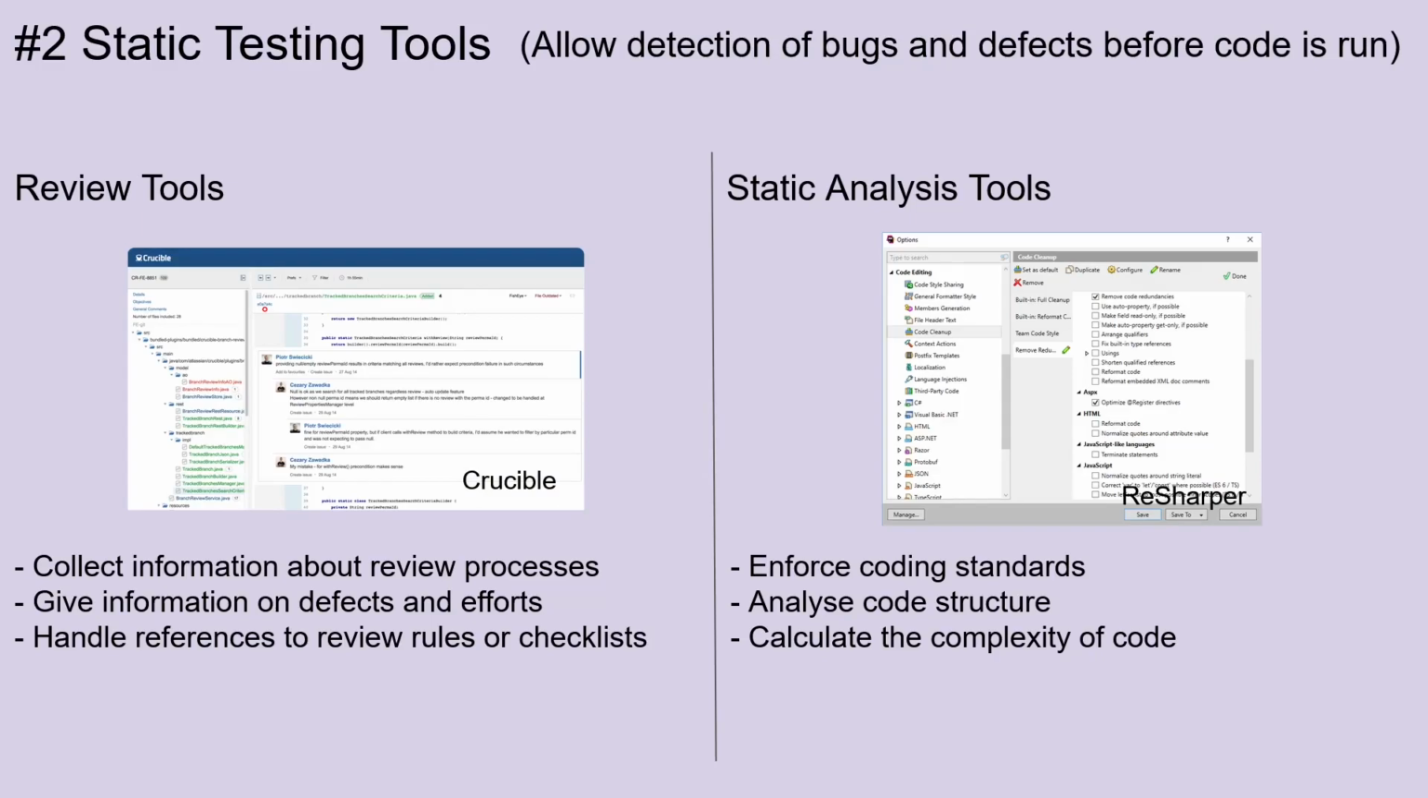Static testing tools allow detection of bugs and defects before code is run, such as white box testing. Review tools collect information about review processes, give information on defects and efforts, and handle references to review rules or checklists. An example review tool is Crucible. Static analysis tools enforce coding standards, analyze code structure, and calculate the complexity of code. An example static analysis tool is ReSharper.